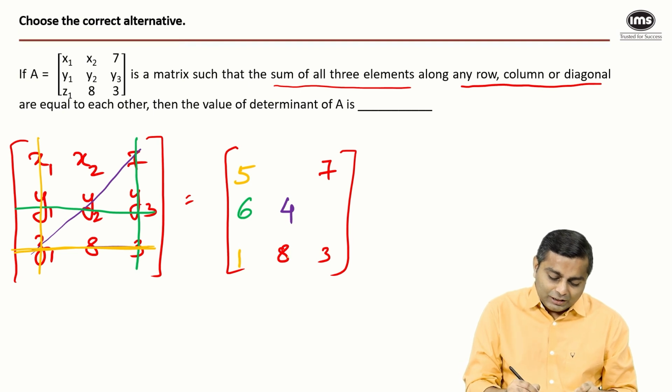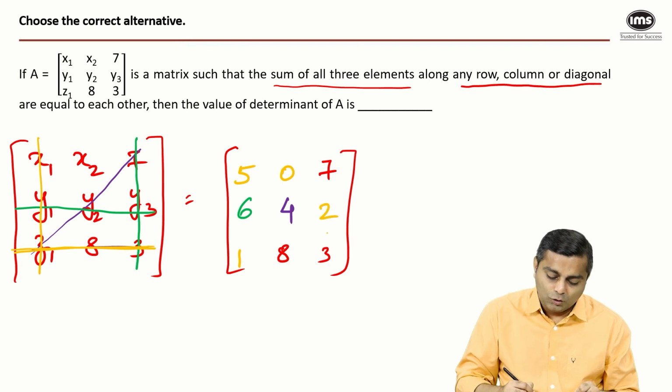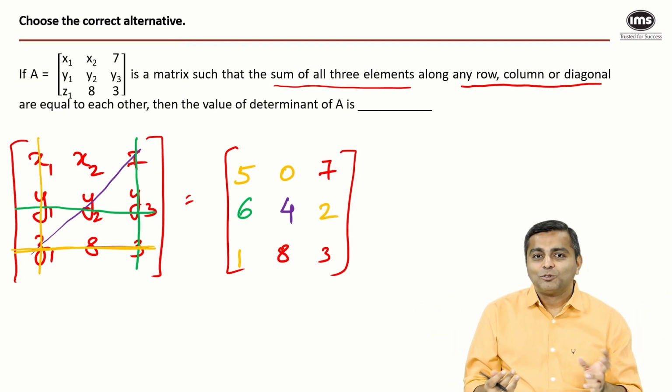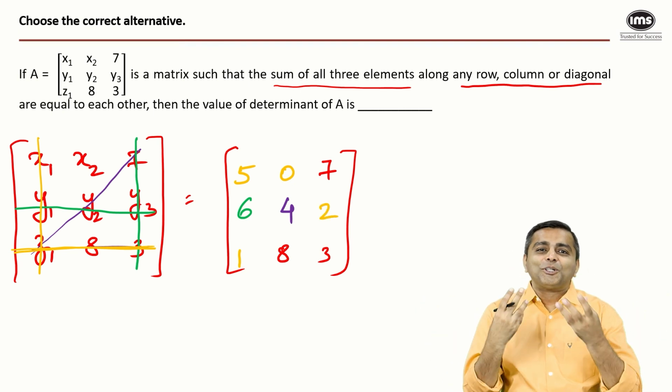8 plus 4 is 12 in the second column, which means this guy has to be 0, and 6 plus 4 is 10, which means this guy has to be 2. And that's about it. We figured everything out. So our logic puzzle is over. Let's go to the quant mode now.